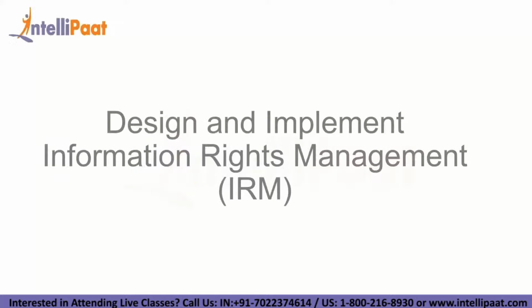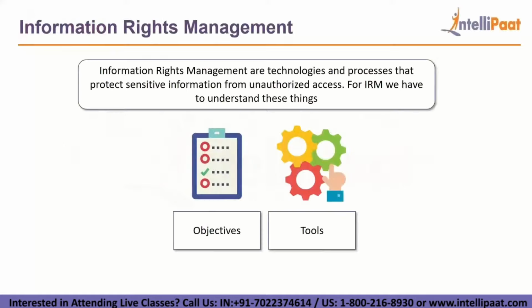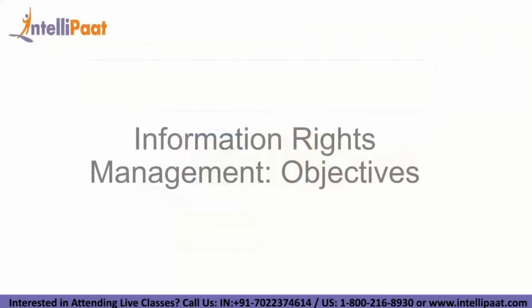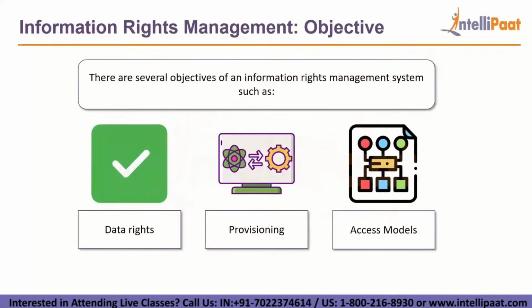Now let's see how we can design and implement information rights management systems in a cloud computing environment. So information rights management are technologies and processes that protect sensitive information from unauthorized access. For IRM, we have to understand these things, the objectives and the tools. So let's firstly take a look at the information rights management objectives. Now, as with any technology, there are several objectives that are associated with the information rights management system. But the main ones are data rights, provisioning, and access models.